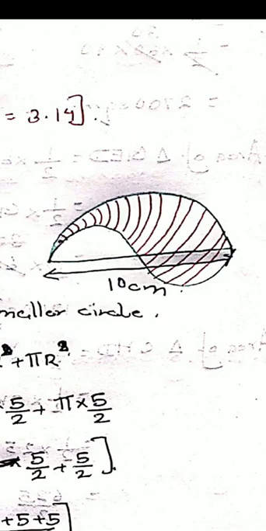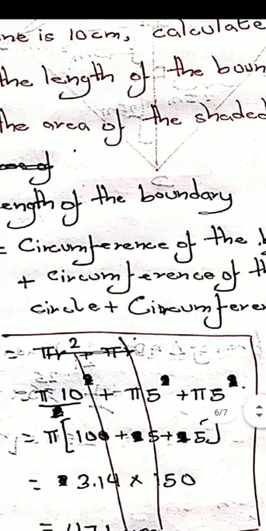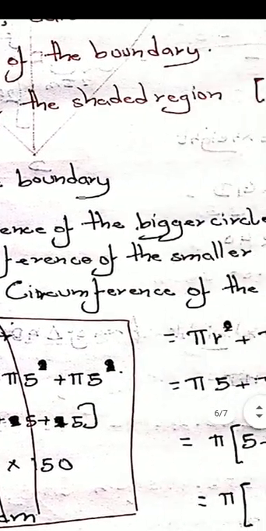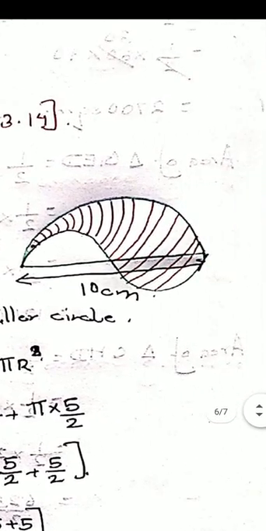Then the radius of the bigger circle will be 10 by 2, that is 5, and the smaller circle will be 5 by 2, that is 2.5. Yes. So length of the boundary equals circumference of the bigger circle, that means circumference of the curve. Remember, there's a slight difference between circumference and perimeter. In case of perimeter we consider even the radius and the diameter part, but in case of circumference we consider only the curved part.